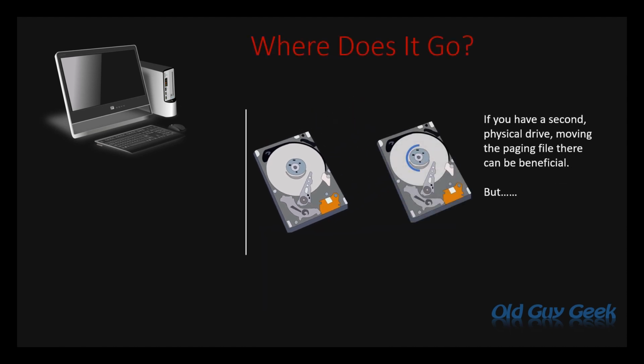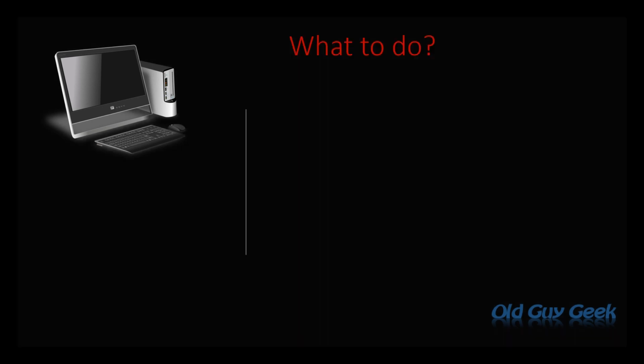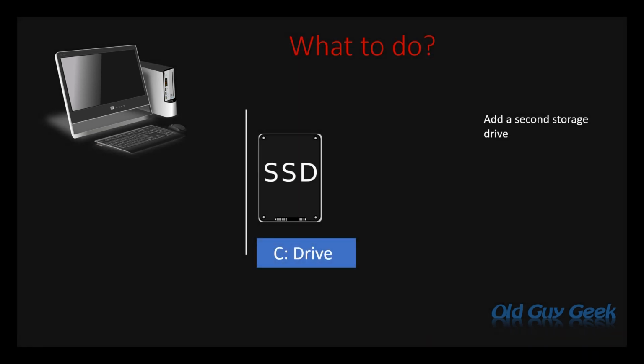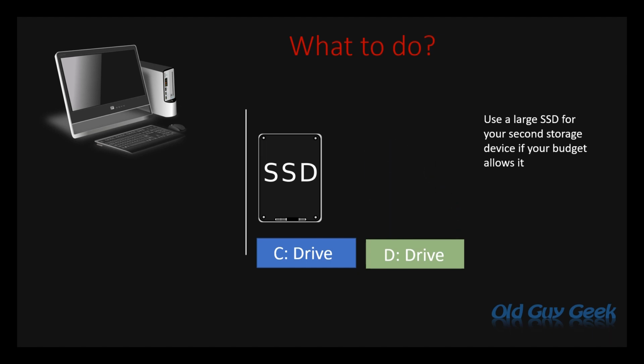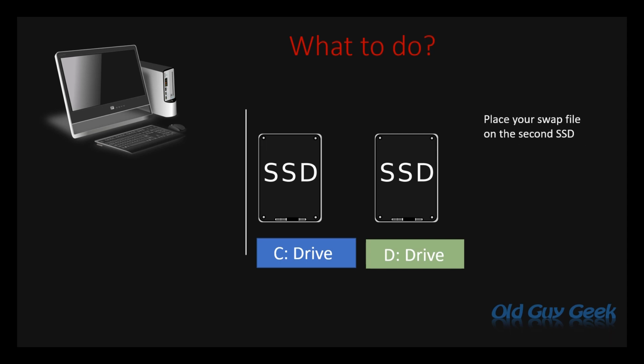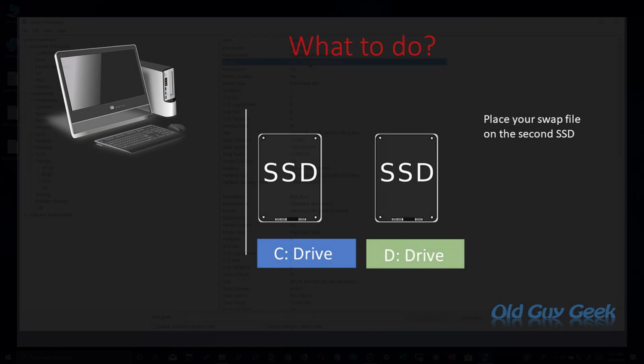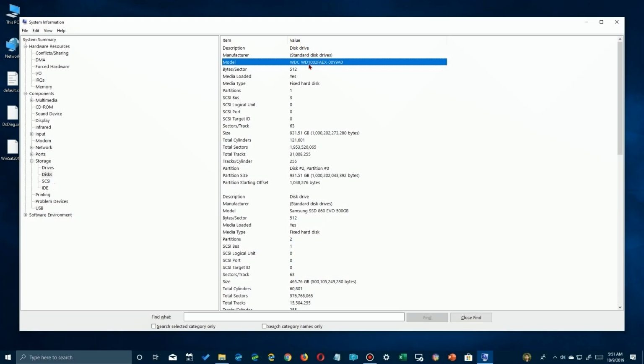But if you go back to the original part of the presentation where I showed you have two drives, one an SSD and one a physical HDD, using your SSD might be more beneficial because it's just that much faster. The perfect solution, of course, is to use two SSDs, one for your C drive and putting your swap file on the second SSD. And eventually all systems will look like this with two SSDs, that is until some new technology comes along.